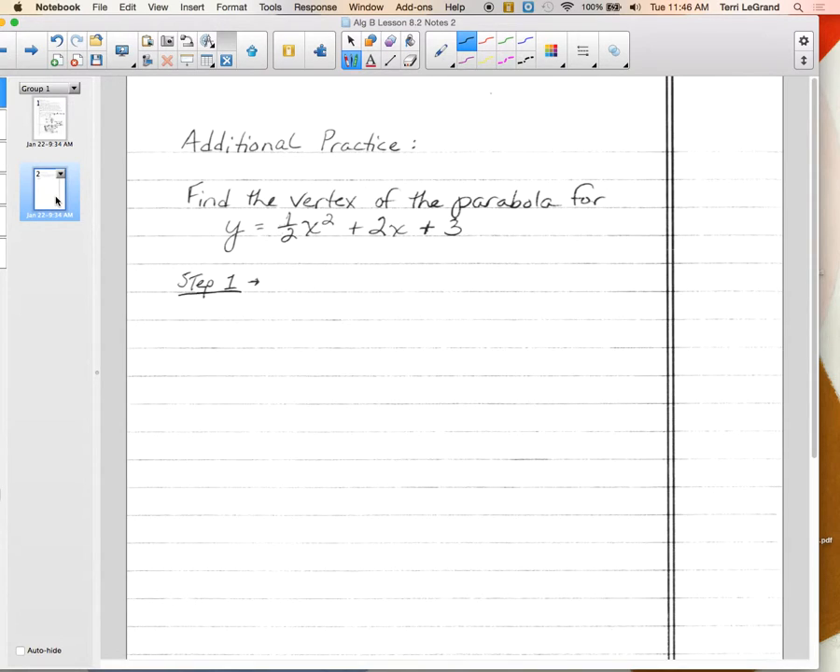Okay, let's try another one. Find the vertex of this parabola: y equals 1/2 x squared plus 2x plus 3. Any subtraction? No. So let's go straight to doing what? The a and the b value. Okay, so the a value is 1/2. The b value is 2. Do we need the c value? No. We're going to substitute into x equals the opposite of b divided by 2a. That's step 1.